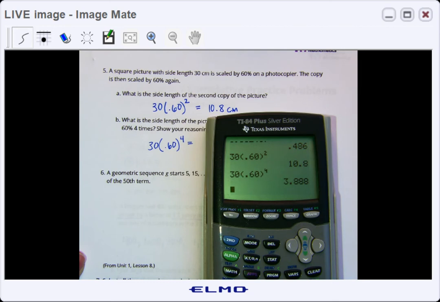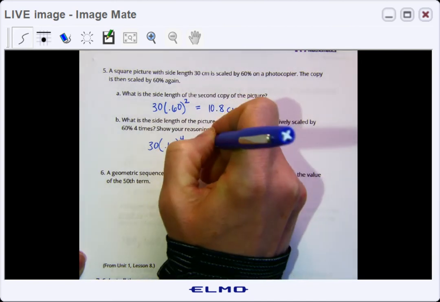So 30 times 0.60 to the 4th, 3.888. And then just to kind of show you, if I did 10.8 times 0.60 to the second, look at that. We get the exact same answer because this is the answer when it's been done twice. So then 2 more times at 60%. So 3.888.